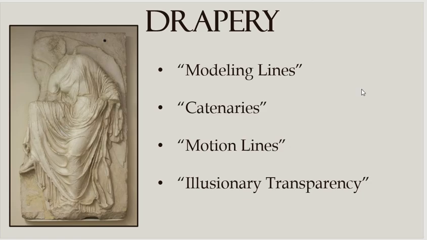And we can't finish up on the classical period without talking about drapery. It's known for drapery during this period, especially on the female body, as Greek sculpture did not present females in the nude until after the 4th century BC. So there was actually little regard to how fabric would realistically hang on the body. And so classical sculptors used modeling lines, catenary lines, motion lines, and illusionary transparency.